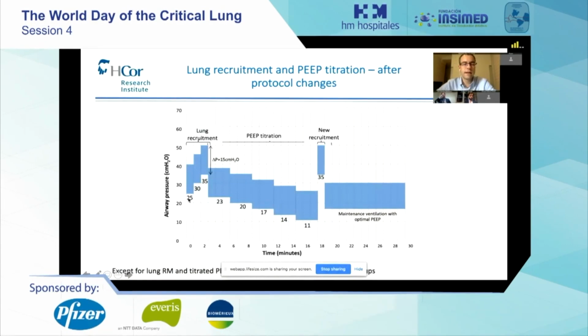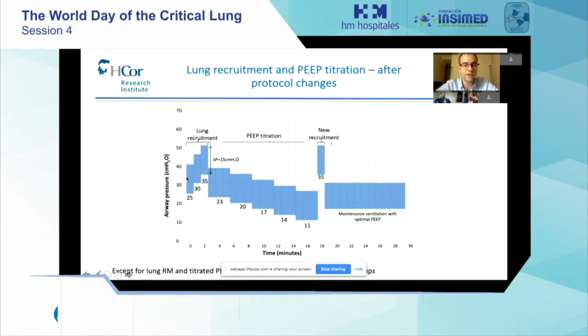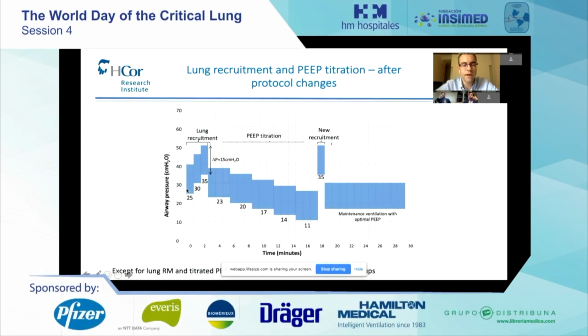This was basically the recruitment maneuver and the PEEP titration scheme. We started with a PEEP of 25 for 1 minute, ventilating patients under pressure-controlled ventilation with a pressure above PEEP of 15 for 1 minute. Then we increased PEEP to 30 for 1 minute and 35 for 1 more minute, reaching a maximum pressure of 50.